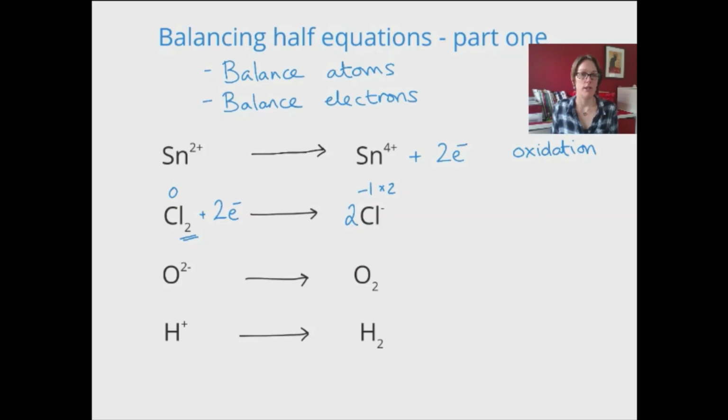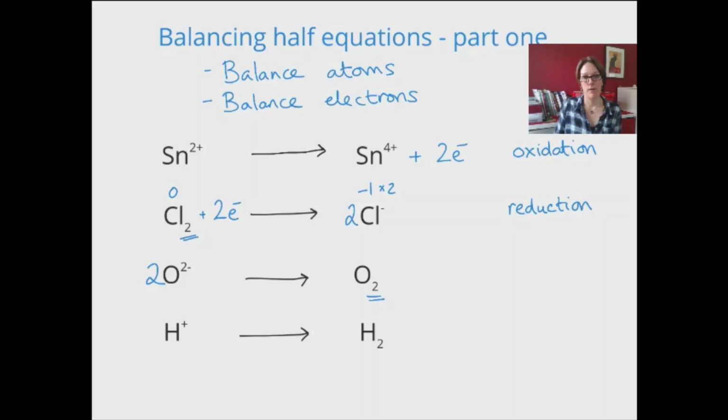So I'm going to need to add 2 electrons, 1 for each chlorine atom that is being reduced to -1. And it is reduction because we're going from 0 to -1. So probably the best way to learn whether something is oxidation or reduction is to use the change in oxidation number.